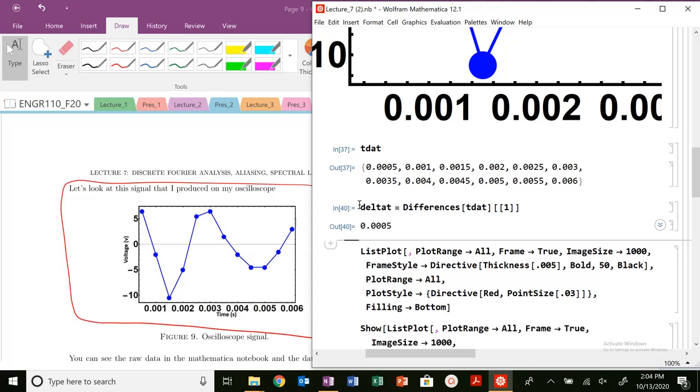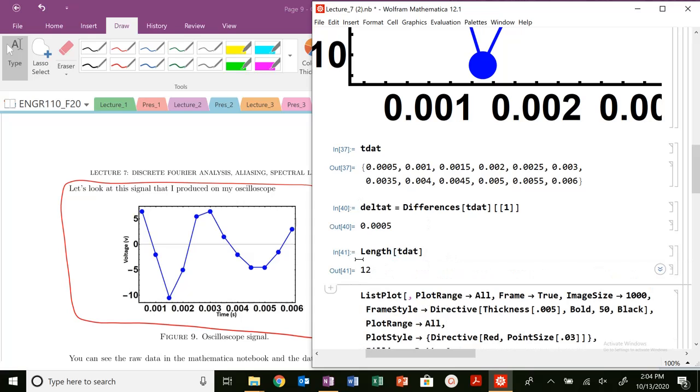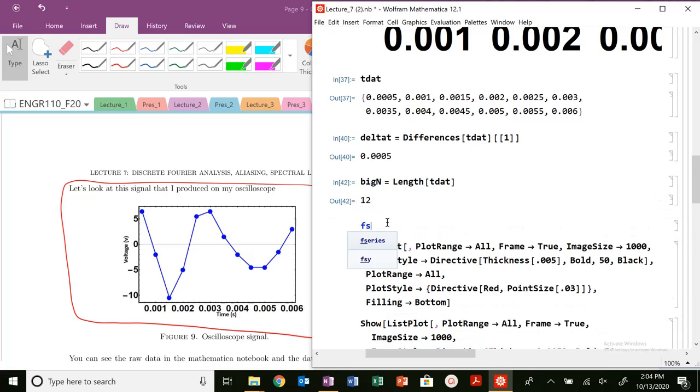I could also look at the length of that data, length of t dat. And here, that's the length of my data. So big N. I can't use N in Mathematica because those are the values. So what else can we determine? Well, my sampling frequency is 1 over my delta t.